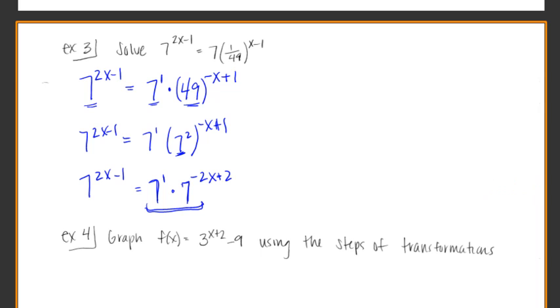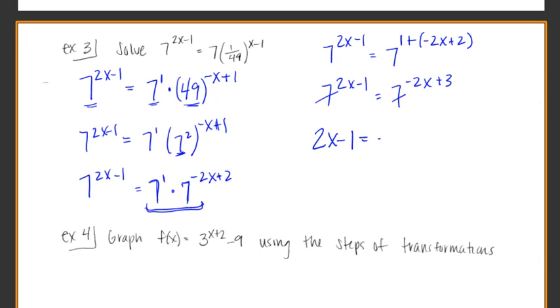So let's go ahead and clean up that right side. Here on the left I have 7 to the 2x minus 1, and on the right I have 7 to the 1 plus negative 2x plus 2. That's how I'm going to combine those two together on the right. So 2x minus 1 is equal to 7 to the negative 2x, and 1 plus 1 is 3. Okay, now the bases are the same. Let's focus on those exponents. Move my x's over, move that constant over, so I get a total of 4x is equal to 4, or x is equal to 1.